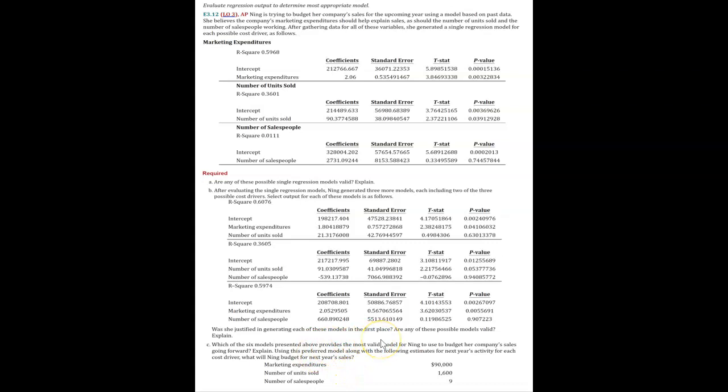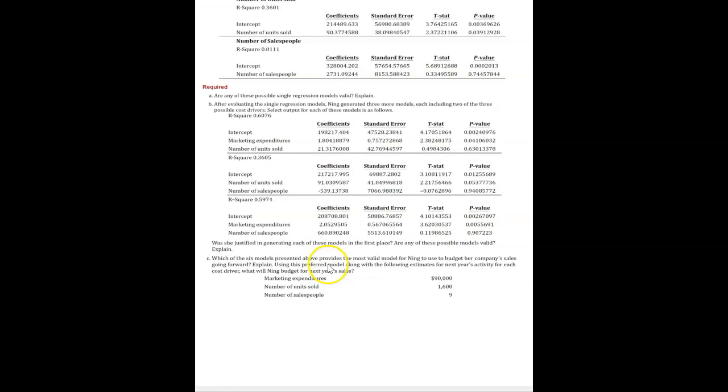Which of the 6 models provides the best model? I would go with just marketing alone. You don't want to throw extra variables in unless they really have explanatory power, and none of these models made that cut. Units sold contributes a little bit to it, but you can still see the p-value is really low on it. And I think that's about it.